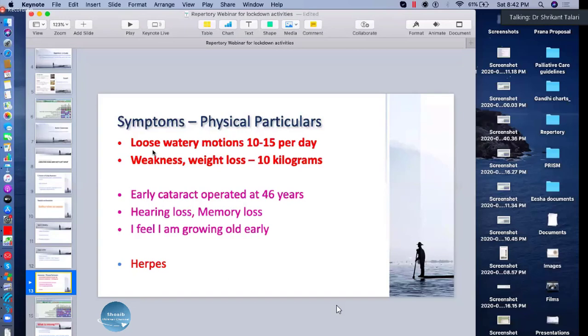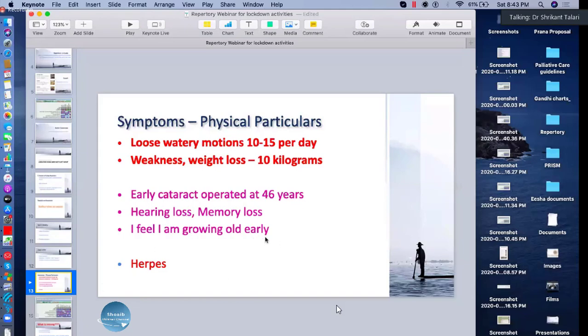I think I'm not even able to hear properly. My memory also is not functioning properly. Somehow I feel I'm getting old very early. I'm 46 years old, who gets cataract? It's too early. I think I'm growing old. Everything seems to be deteriorating. This is how I feel. And then he also had herpes very recently. These were the symptoms.